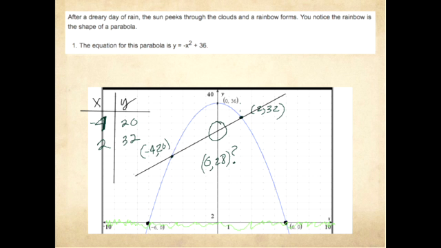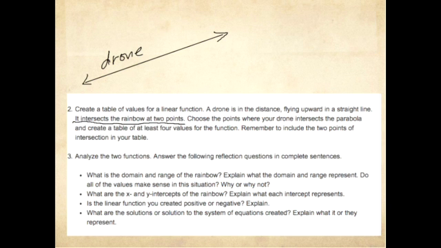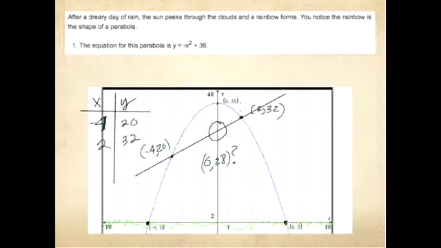Okay, so what we need to do now is, let's go back over here to our directions. It says, okay, a drone is flying in the distance, flying upward in a straight line. It intersects the rainbow at 2 points. We've got that. Choose the points where your drone intersects the rainbow, and create a table of at least 4 values. All right, we're working on this. At least 4 values. Remember to include the 2 points of the intersection. Okay, fine. And so we've got the 2 points of intersection.